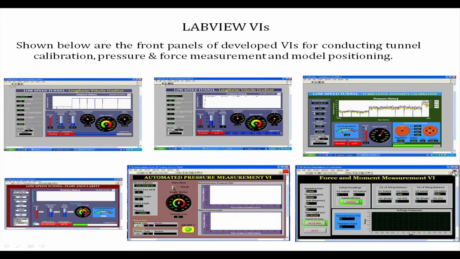So, some of the students took up a simple project and devised certain VIs, and it gives them the appearance of what kind of dials they should look for, what kind of VI they are developing. So, it is mentioned here: VIs developed for conducting tunnel calibration. We have talked about calibration earlier, pressure and force measurements, model positioning and things like that. So, you can do a whole lot of controls, almost automate the whole experiment through these VIs.